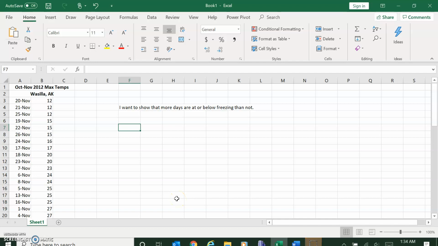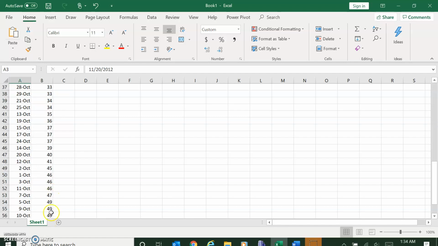I want to go over how to do a null hypothesis test with proportion. So a couple of things. First of all, you want to start with what you want to do. In this case, I want to show that there are more days that are at or below freezing than not. So I look at my data, which I've sorted.